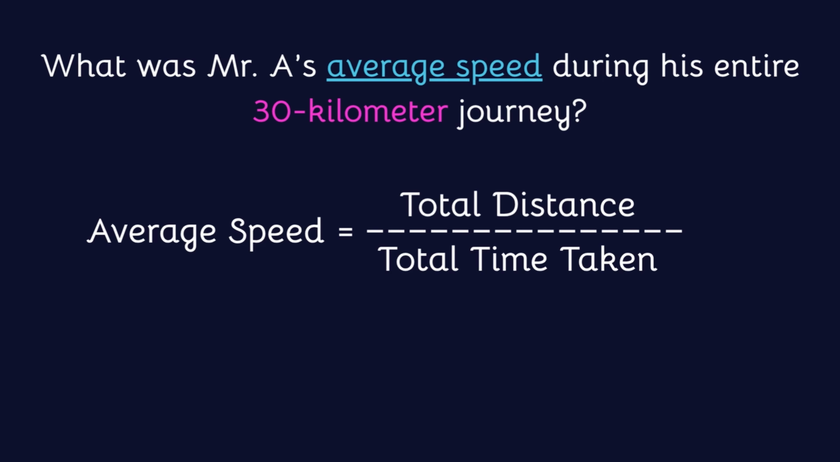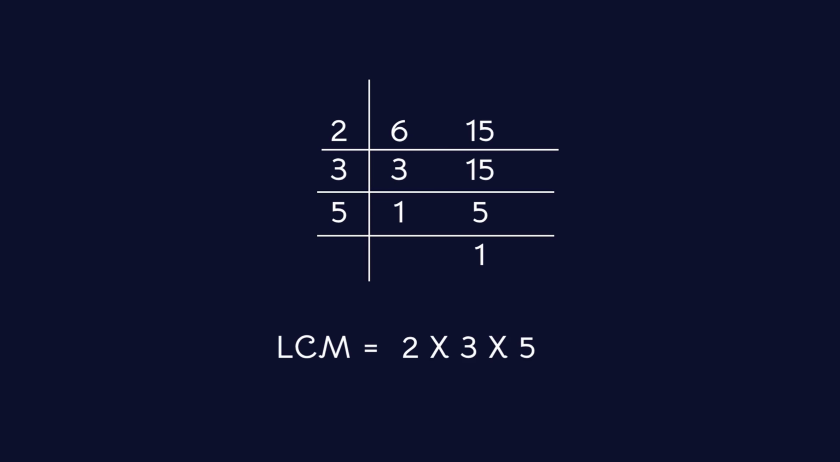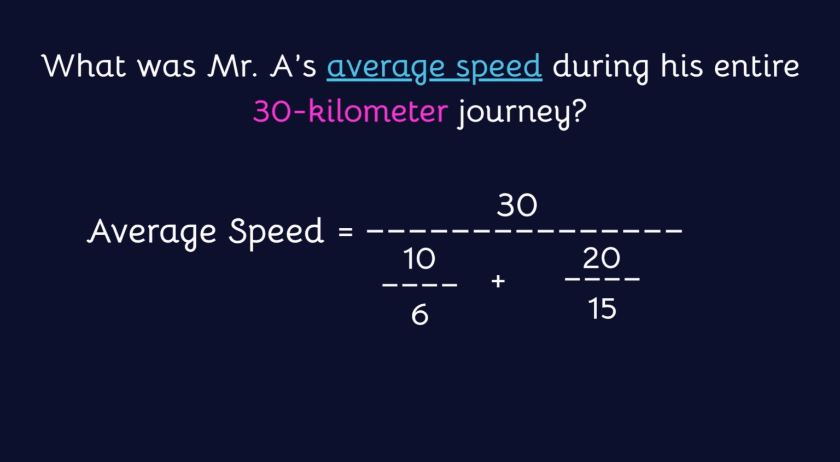If I plug in the values, I would have average speed equals 30 divided by 10 divided by 6 plus 20 divided by 15. Now we need to find the LCM of the denominators. The LCM, the lowest common denominator of 6 and 15, will give me 30. Now we need to convert to equivalent fractions using the same common denominator. So 6 times 5 will give me 30, so I need to multiply 5 to both the numerator and the denominator.